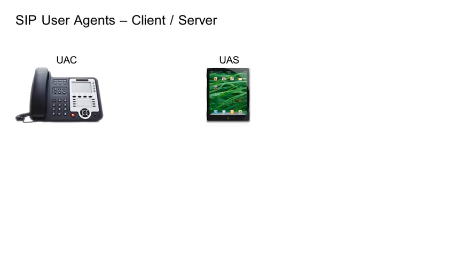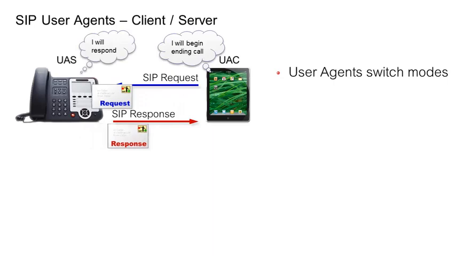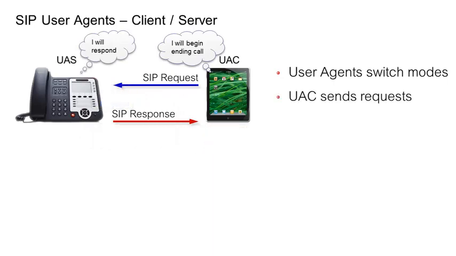Maybe sometime later, the called party wants to end the call. Accordingly, the user agents switch modes. The called user agent now acting as user agent client, sending out a SIP request. Acting as a user agent server, now the caller user agent sends back one or more SIP responses that report the status of the request. A user agent client sends requests and a user agent server sends responses.